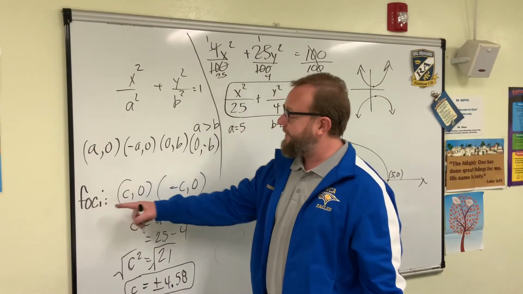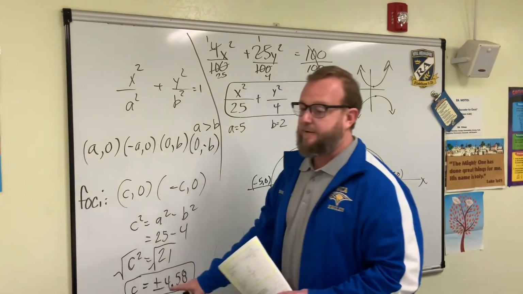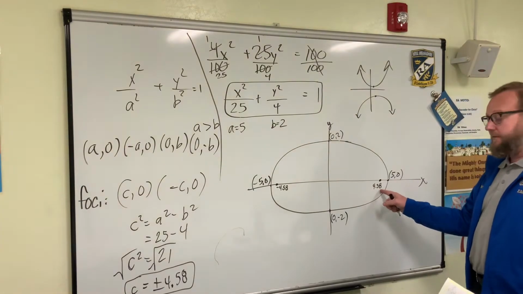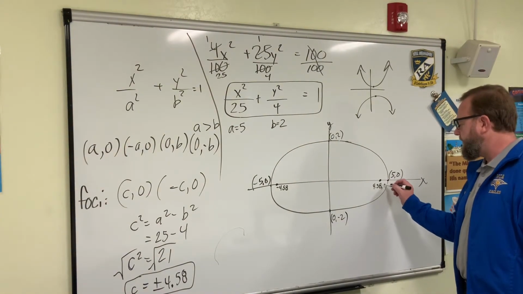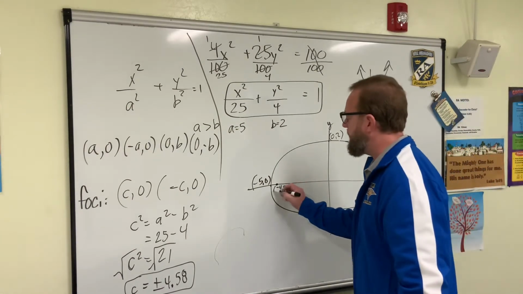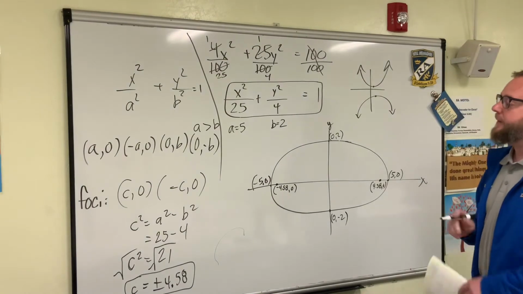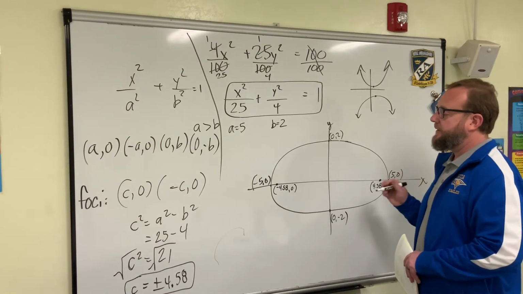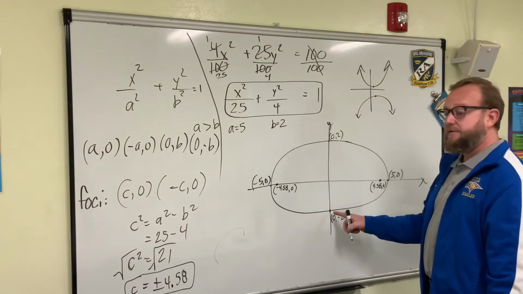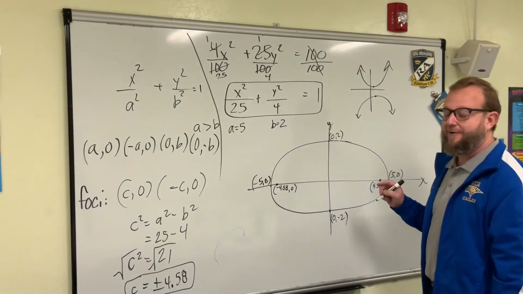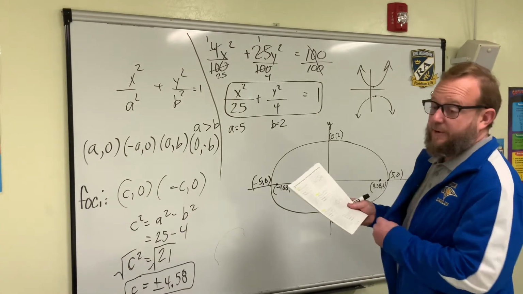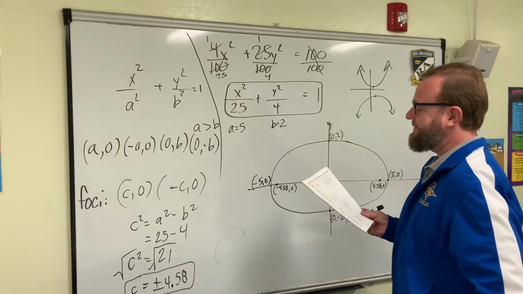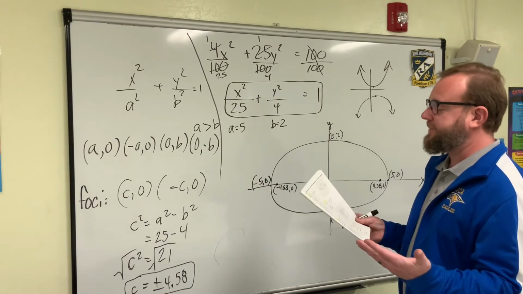Yes. So C, the foci is the points. C is its own thing, and then you plug the C into here. So we have 4.58 comma 0. If I wanted to label it correctly and more completely, that's how I would write it. So it's negative 4.58, 0 and 4.58, 0 here. So four vertices, two foci, as follows. So we're halfway there to our answer.